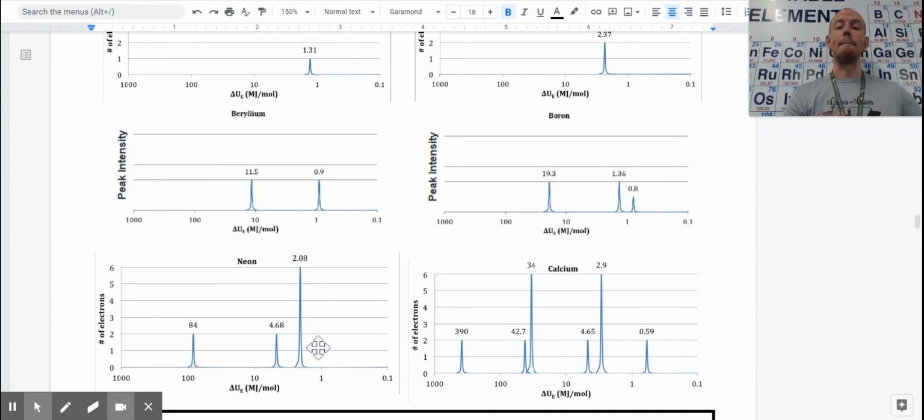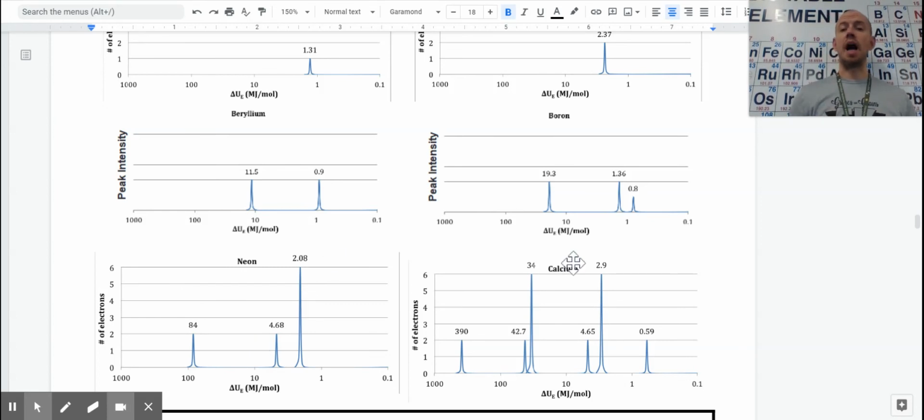Each separate bar or peak is a sublevel, and the peaks that are close to one another are sublevels within the same level. And when we connect this with neon, which we've seen has an electron configuration of 1s2, 2s2, 2p6.